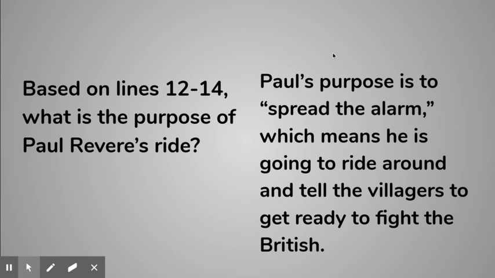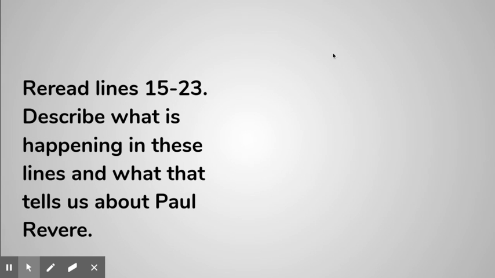All right, let's look at the next part, lines 15 through 23. It's really 24. Describe what's happening in these lines and what that tells us about Paul Revere. So let's look back at lines 15 through 24. Then he said good night and with a muffled oar silently rowed to the Charlestown shore. So the oars are in the water and he's rowing very carefully and silently across the bay to the shore.